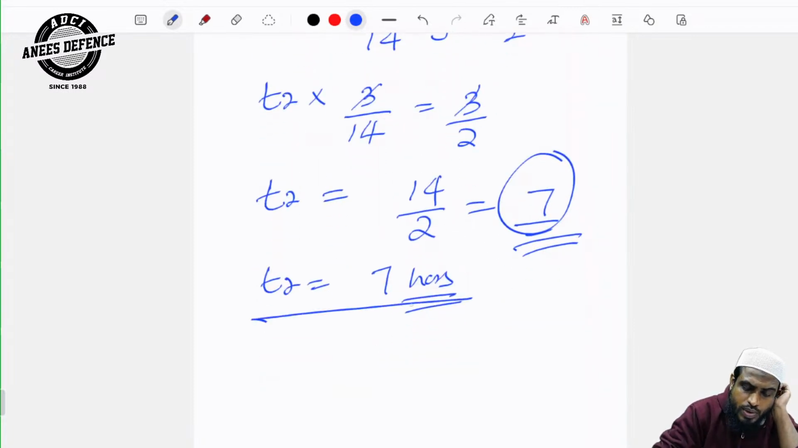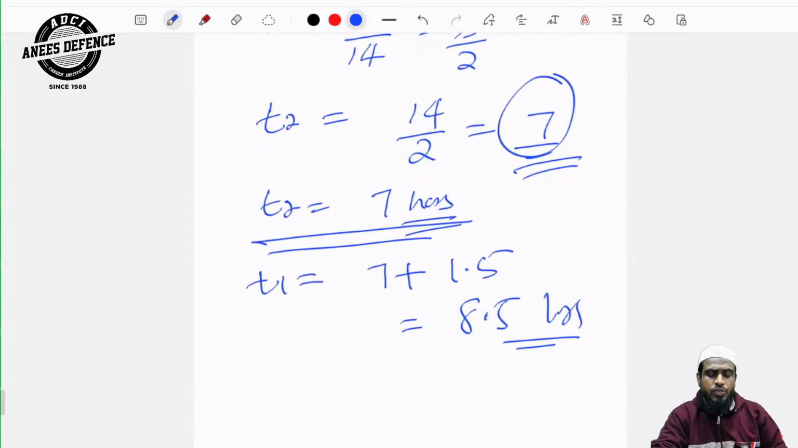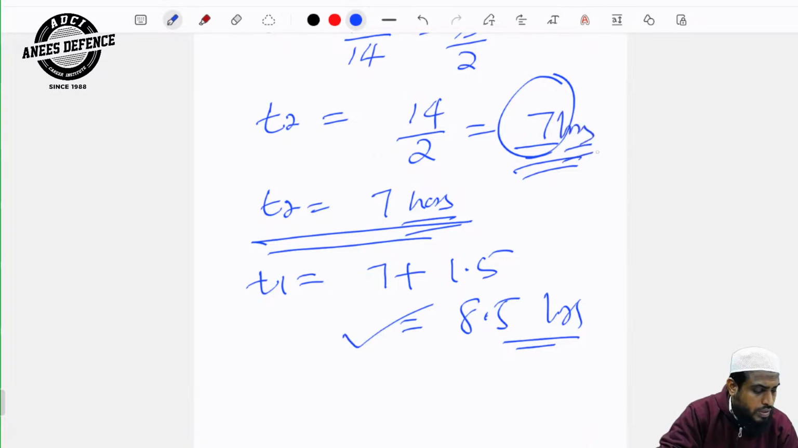If T2 equal to 7 hours, what is T1? 7 plus 1.5. It will be 8.5 hours. So the time taken by the first train is 8.5 hours. The time taken by the second train is 7 hours. The question is, at what time will the trains meet?